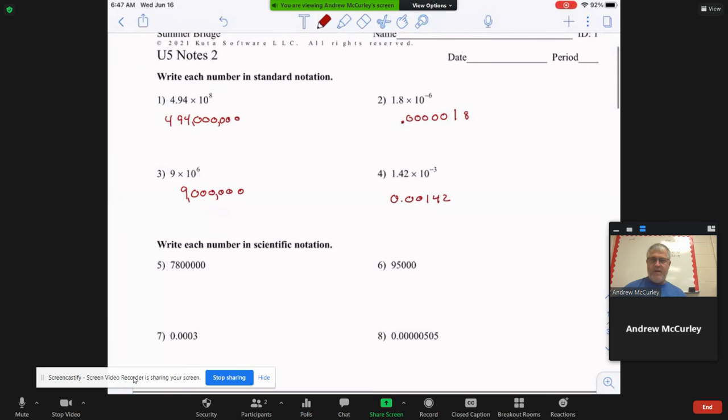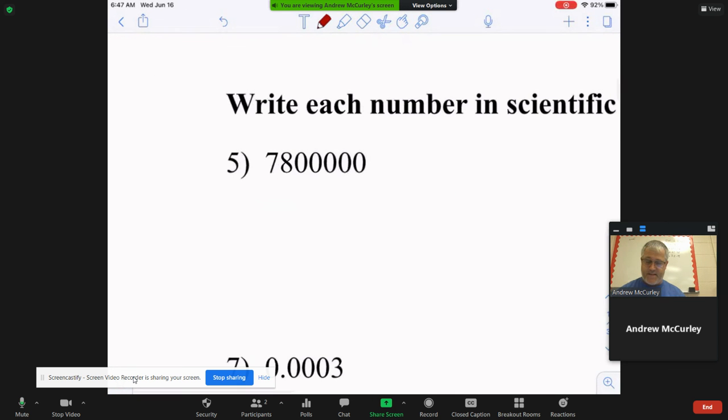All right, going the other way. I know that I've got to bring this all the way back. I'm writing this number in scientific notation. I know I want my decimal point here. So it's going to be 7.8 times 1, 2, 3, 4, 5, 6 times 10 to the 6th.